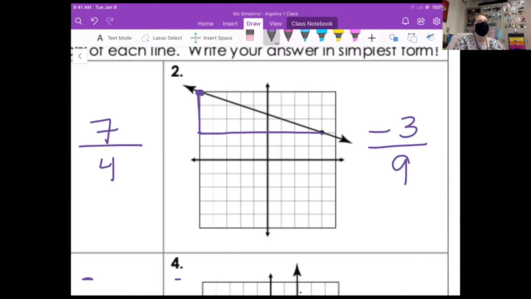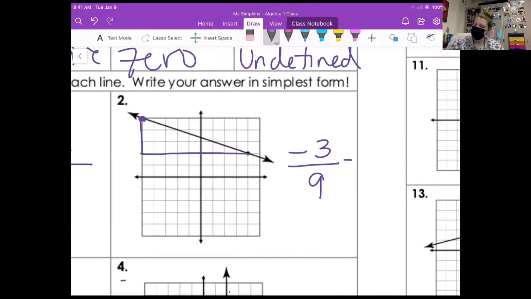Is that the answer? No. Why not? Yeah, we can simplify negative 3/9 to negative 1/3. Both the numerator and denominator, we can divide by 3 to get negative 1/3. Negative 1/3 would be a more accurate answer.